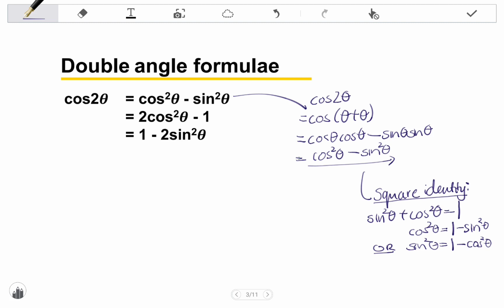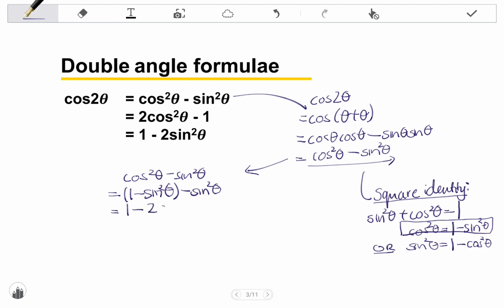So if I take this first form of the cos double angle formula, and substitute one of these with its equivalent from the square identity, I get the other 2 options. So cos theta squared is equal to 1 minus sine theta all squared, and then I complete the expanded form there, and this simplifies to 1 minus 2 sine theta all squared, which was our last option here.